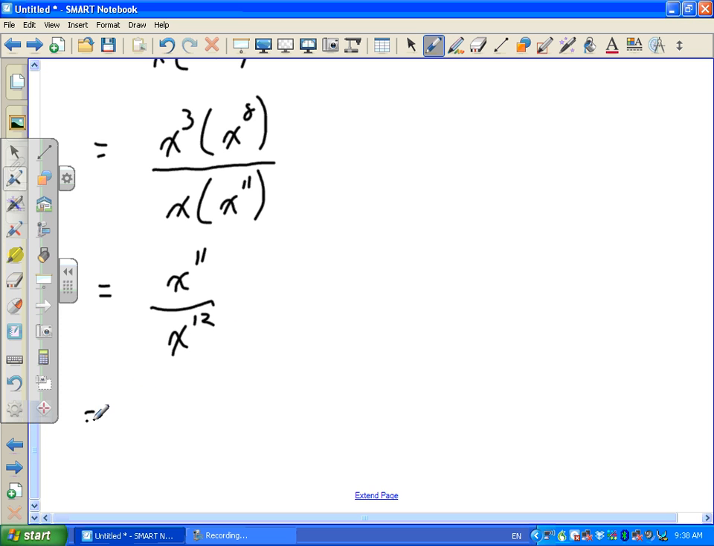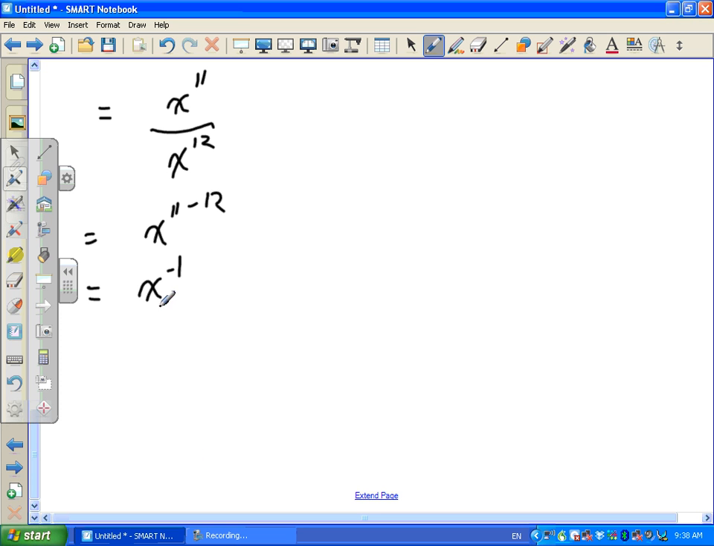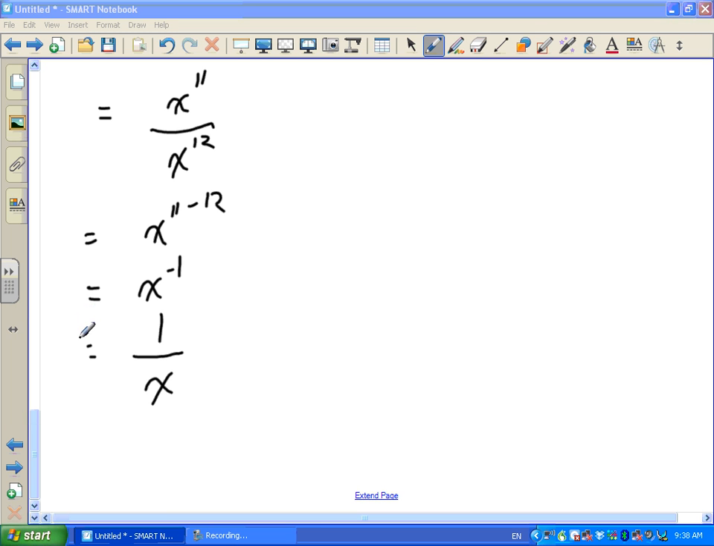And because both of the bases are divided, we're going to subtract exponents. So 11 minus 12 is x to the negative 1. But it says to keep them as positive, so I have to invert this. One over x. Because it says to put it as a positive exponent, you have to do this last step.